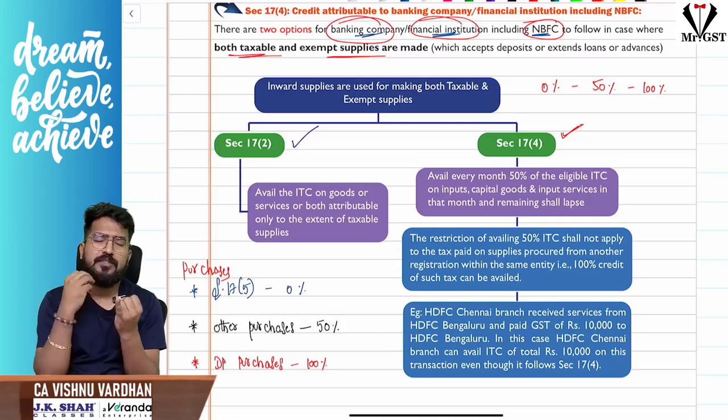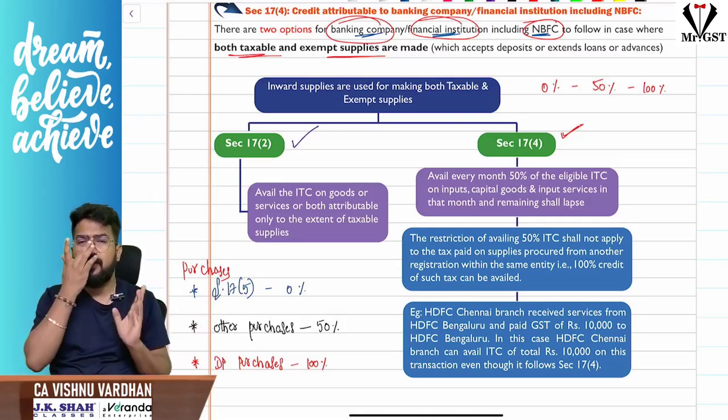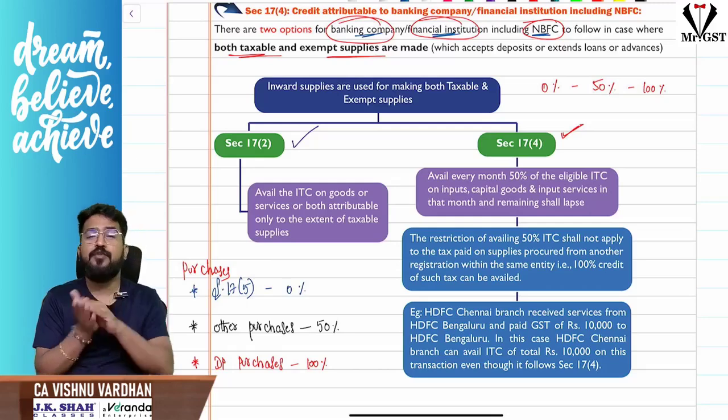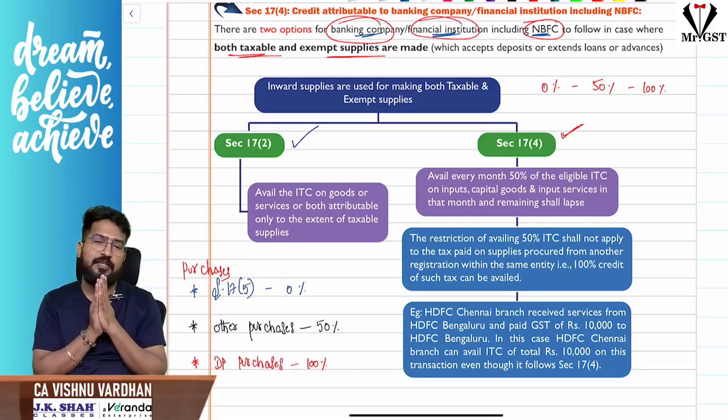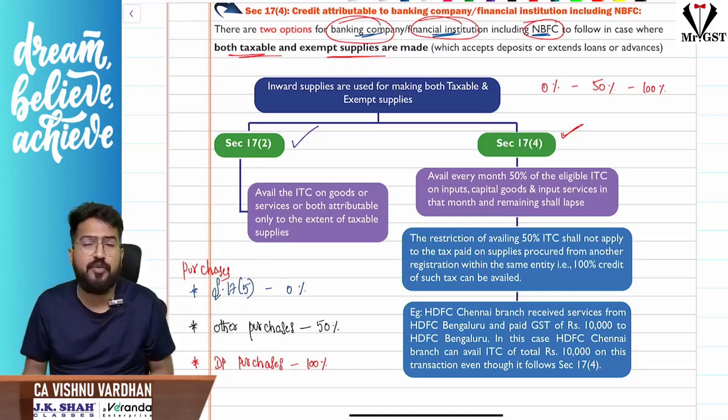Whatever you purchase, you take full ITC. We will not question whether it is used for taxable purpose or exempt purpose. Is it true? Yes, but there is a small twist in the story. What is the twist? Now, you should reverse 50% again at the end of the month. That means a flat 50% is available. So simply remember 17 subsection 4 if you are going with that.